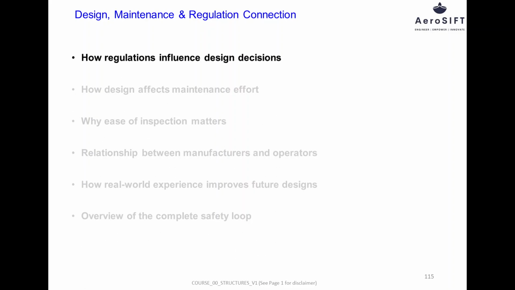Airworthiness regulations directly shape structural design by requiring damage tolerance, inspectability, redundancy, and safety margins from the very first design sketches. Design choices such as access panels, joint layouts, and material selection determine how easy or difficult it will be to inspect, repair, and maintain the structure in service. If a critical structural area is hard to inspect, damage may go undetected, so modern designs prioritize visibility and access to protect long-term safety.